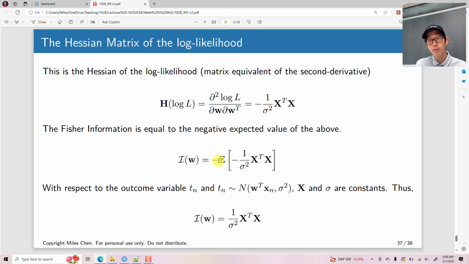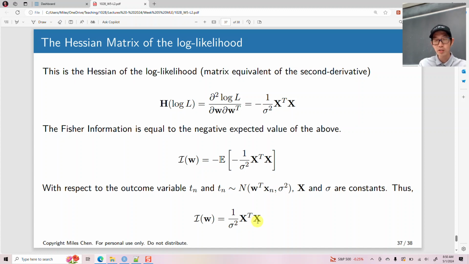The Fisher information is the negative expected value of this thing. So what is the expected value of t with respect to this? We're treating x and sigma as constants, so I'm not going to replace x with anything, and I'm not going to replace sigma with anything. The negative of this gives me 1 over sigma squared x transpose x. So that's my Fisher information.